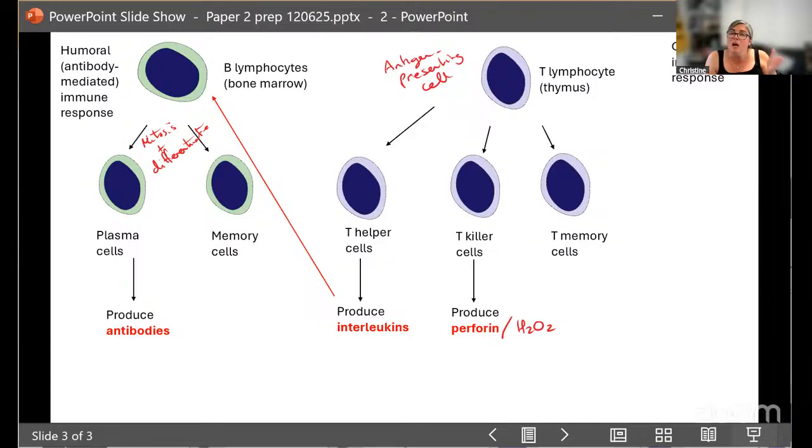So a phagocyte can become an APC after it's carried out phagocytosis, but phagocytes can also carry out phagocytosis. So you've got to remember it's about the chicken and the egg. It's about which one comes first.